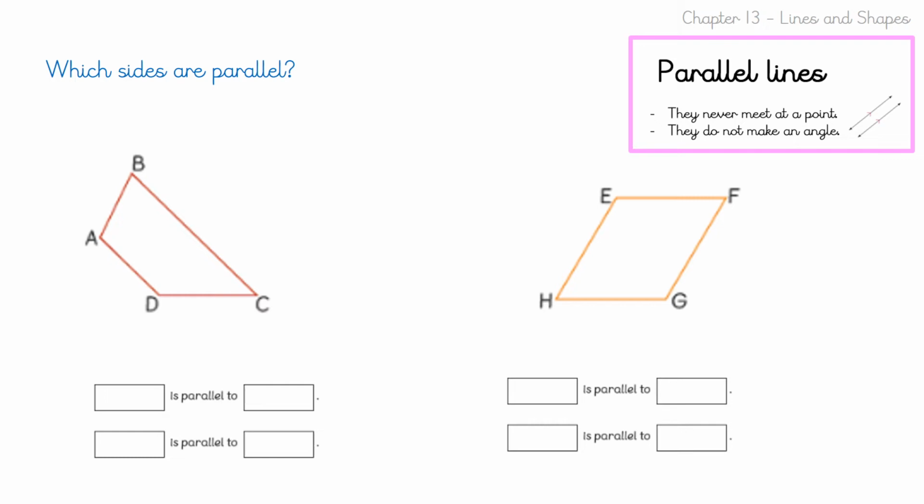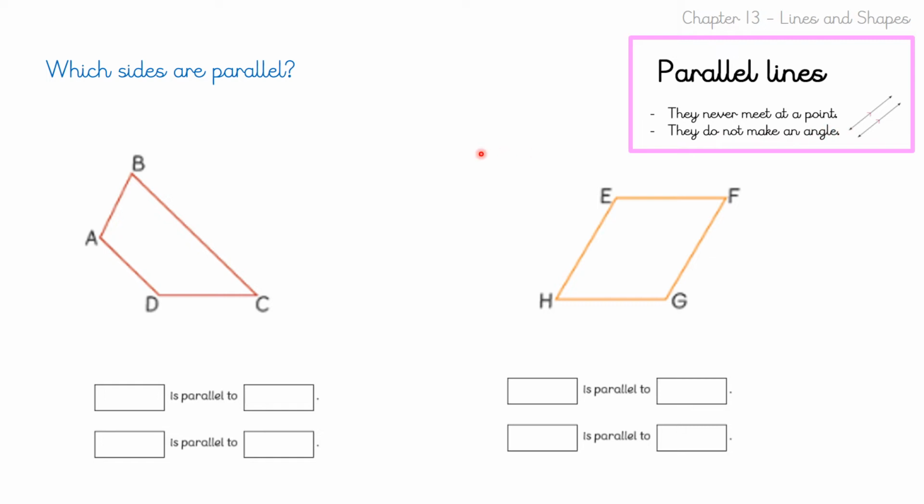Now let's look at these two figures. Which sides are parallel? Let's start with the red one. So we got line AB, BC, CD and DA. Now all these lines are meeting at a point, but we need to find the lines that will never touch. So the lines will never meet at a point and they will not make an angle.